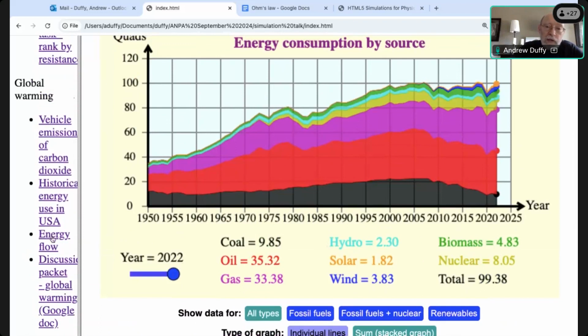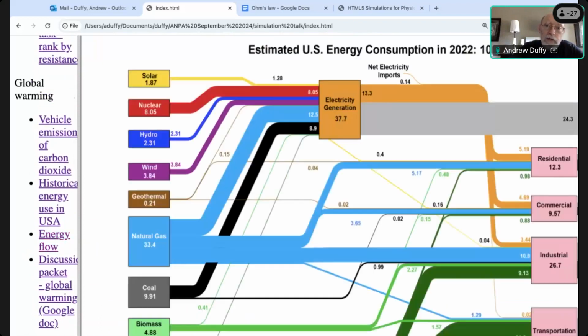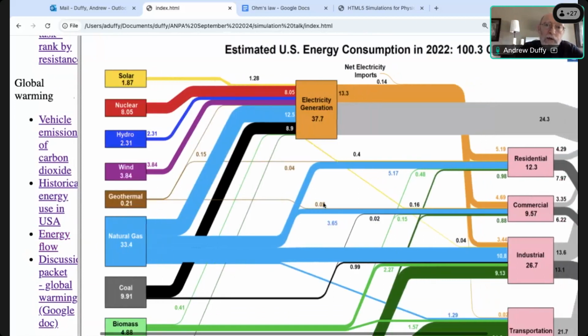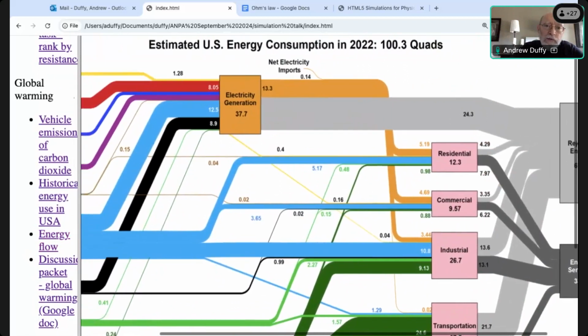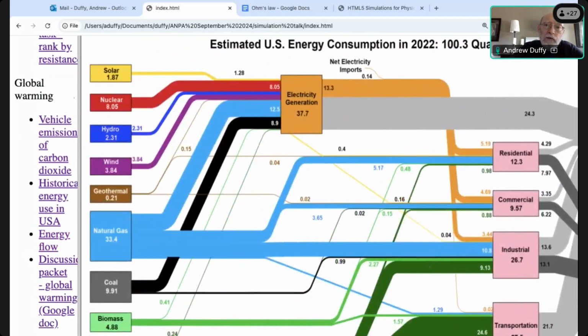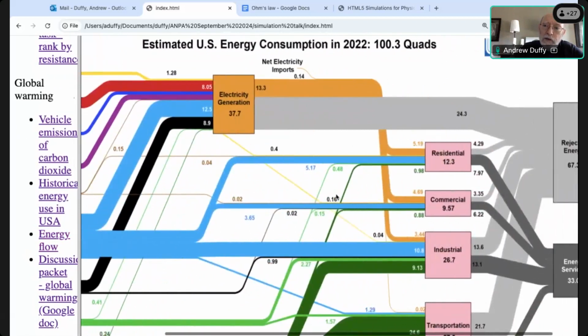This is a fascinating diagram here. So this is nothing to do with me. This comes from Lawrence Livermore National Lab, and they put one of these out every single year. And again, here's the 100 quads that the US used in a year in 2022, and it goes, where is it coming from? But there's some fascinating things on here, right?